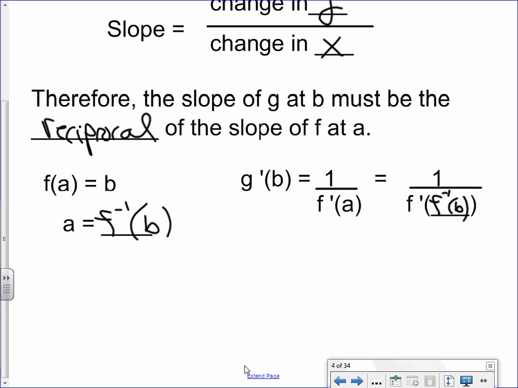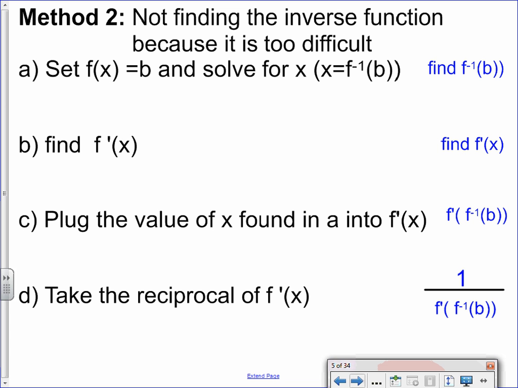It's really not bad. Okay, so I just want to show you, we'll do 2 examples and I'll go back to the homework. I laid out the steps here for method 2. So we got to find A. We got to set the original function equal to whatever B is, solve for x, that's like our A, get the derivative, plug it in, and flip it.